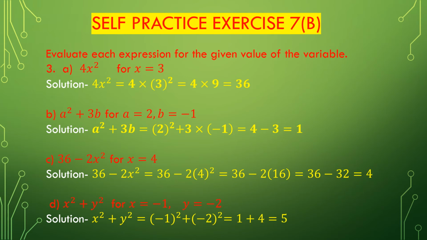We get 4x square equal to 4 multiplied with 3 square. 3 square is 3 multiplied with 3 is 9. So 4 multiplied with 9 is 36. So value of the expression 4x square is 36.